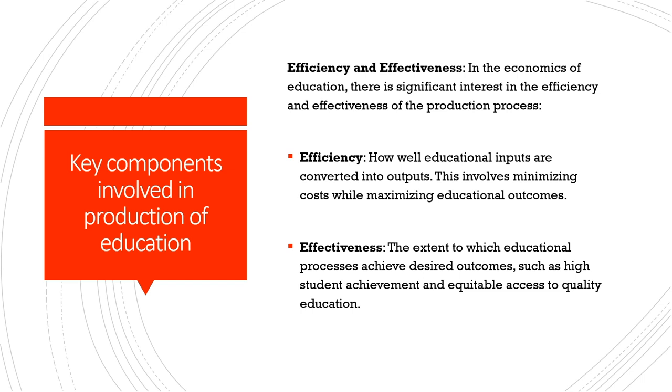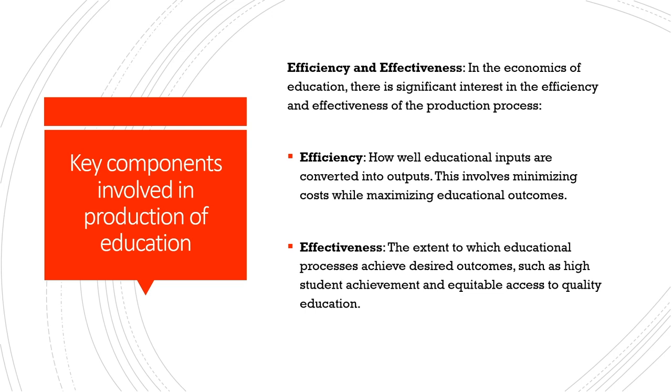What are the efficiency parameters that give rise to a certain level of output, whether it is student achievement or quality of the labor force that we are producing from our educational institutions and so on? Efficiency basically refers to how well education inputs are converted into outputs. This involves minimizing costs while maximizing education outcomes. And effectiveness refers to the extent to which educational processes achieve desired outcomes such as high student achievement and equitable access to quality education and so on.